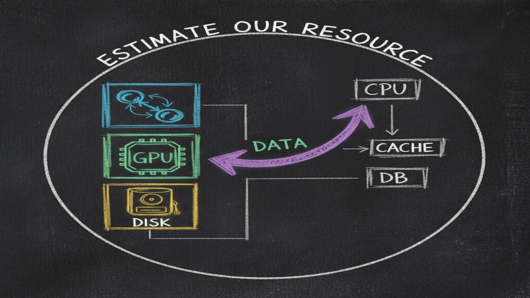We'll also need to consider the cost of data transfer between the CPU and GPU. This is a critical bottleneck because PCIe transfer speeds are much slower than GPU memory bandwidth. We can mitigate this by using techniques like CUDA-aware MPI to enable direct GPU to GPU communication.